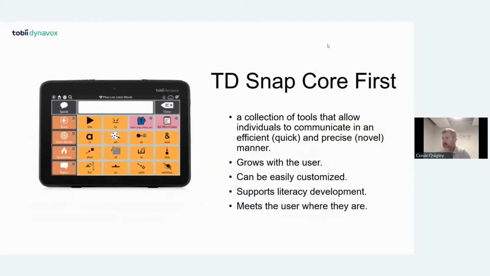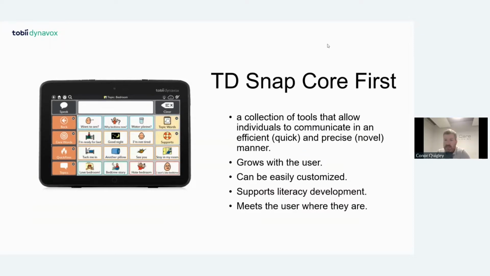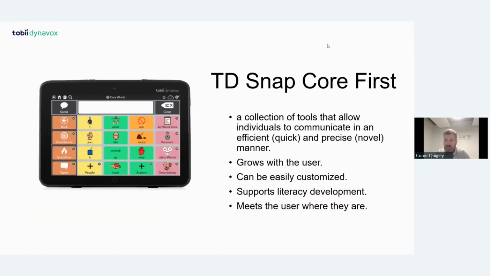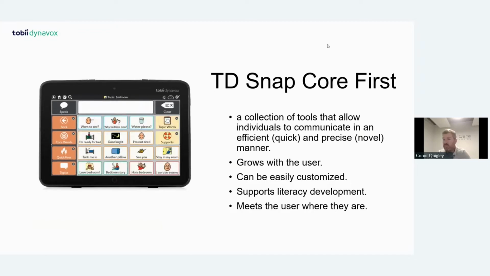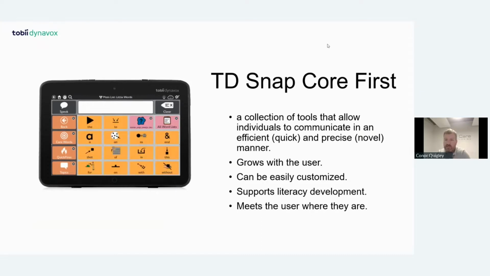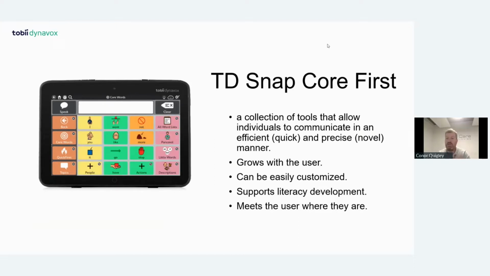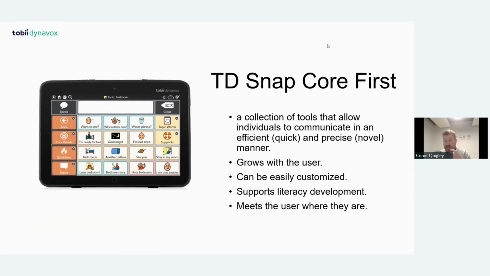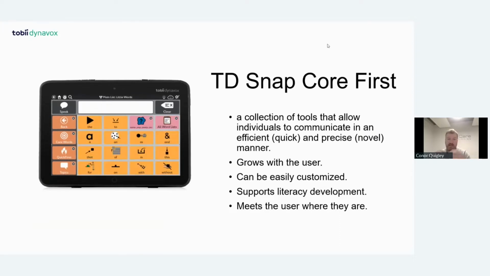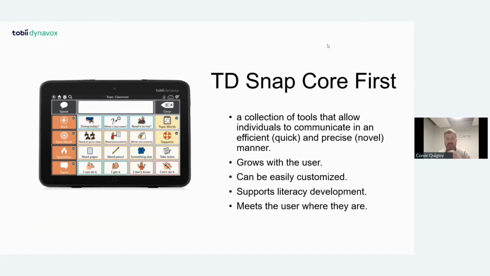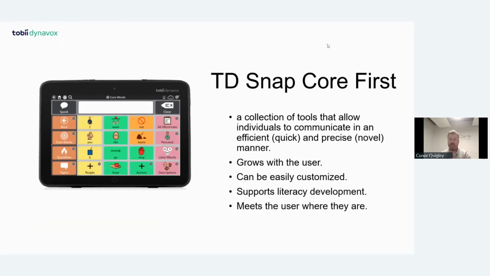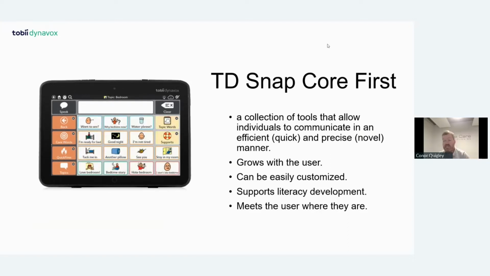TD Snap includes a collection of tools that allows people to communicate in different ways in different situations. Within it, there are different kinds of pages: core words, quick fires, topics, keyboard, etc. There are tools to communicate quickly in social situations, greetings and small talk, but there are also areas when people need to communicate very specifically and put together a novel message. We know that good robust AAC systems should cater for both types of messages. It also supports literacy development, and you can meet the user where they're at.